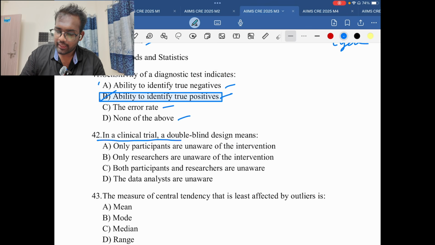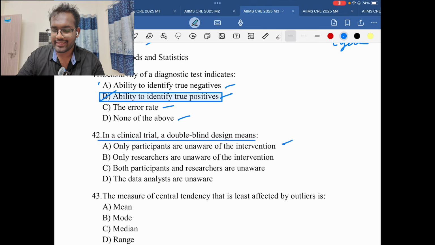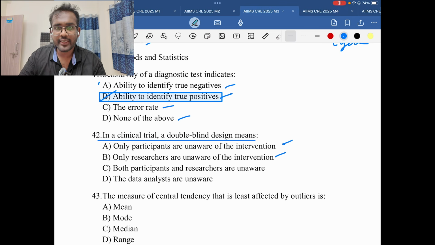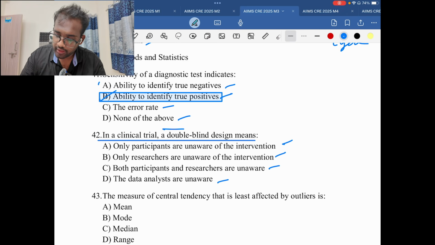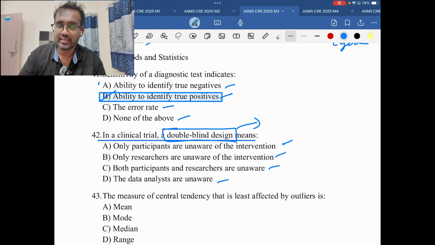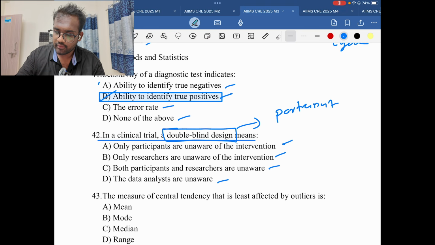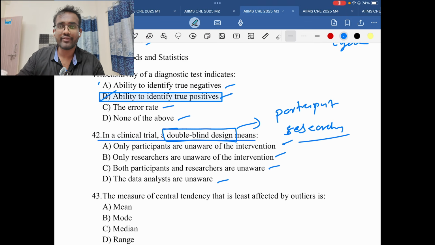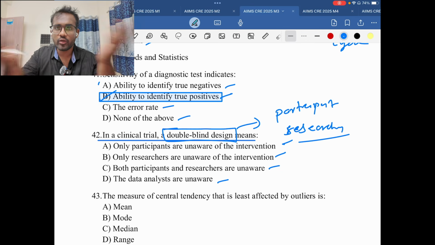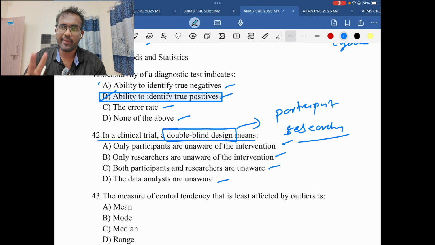Question number 42. In a clinical trial, a double-blinded design means: only participants are unaware of the intervention, only researchers are unaware of the intervention, both participants and researchers are unaware, the data analysts are unaware. So always remember, if the word double-blinded study comes, there the participant and researcher both don't know the intervention. Double blind is two people, right? They are blinded, so they don't know about the intervention. If there is a double-blinded study, the researcher and the participant also don't know the outcomes.